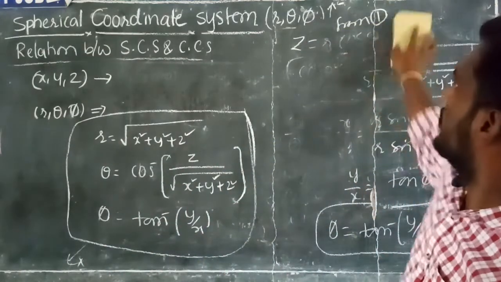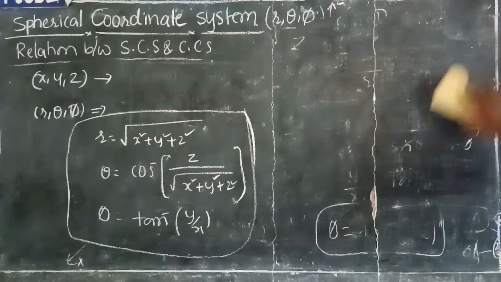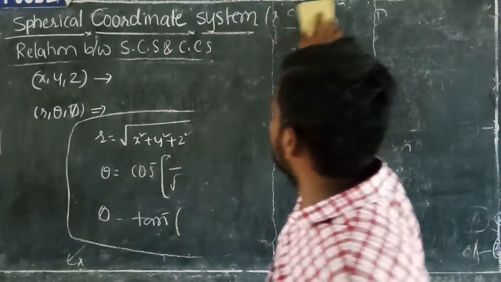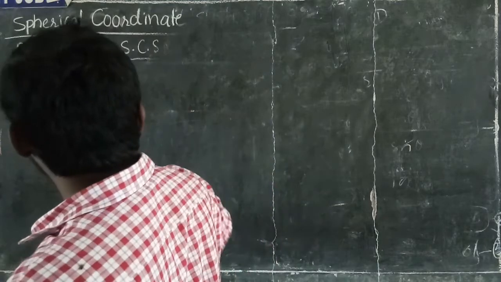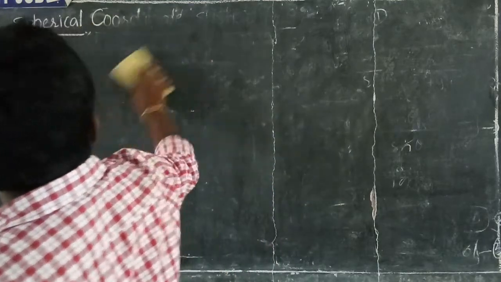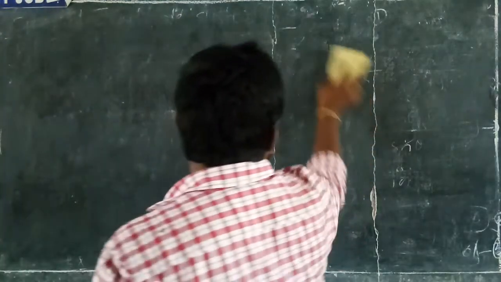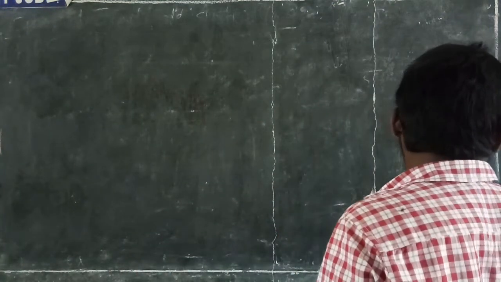Now, with this we have completed the Cartesian, cylindrical and spherical coordinate systems. Now I am drawing a table here. This table is very important. Please try to understand the table and remember the table.